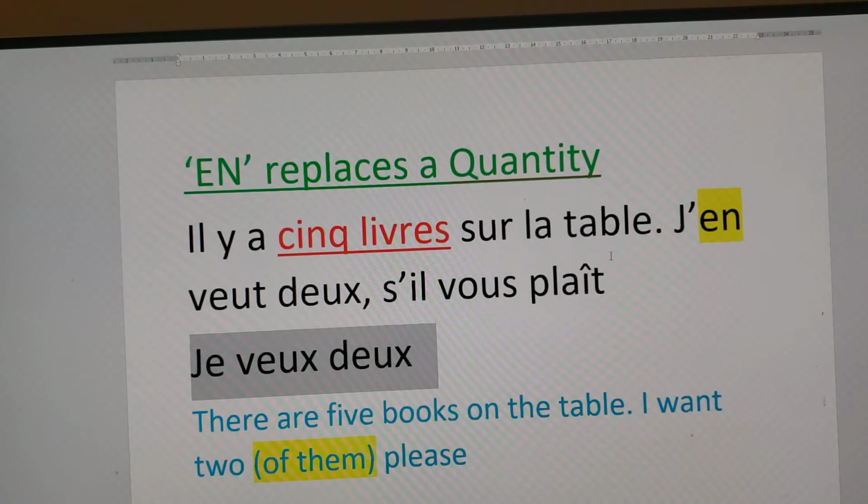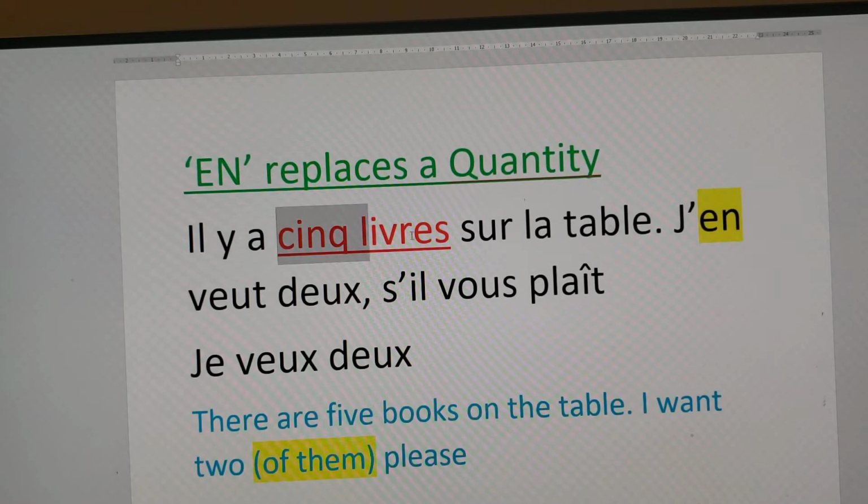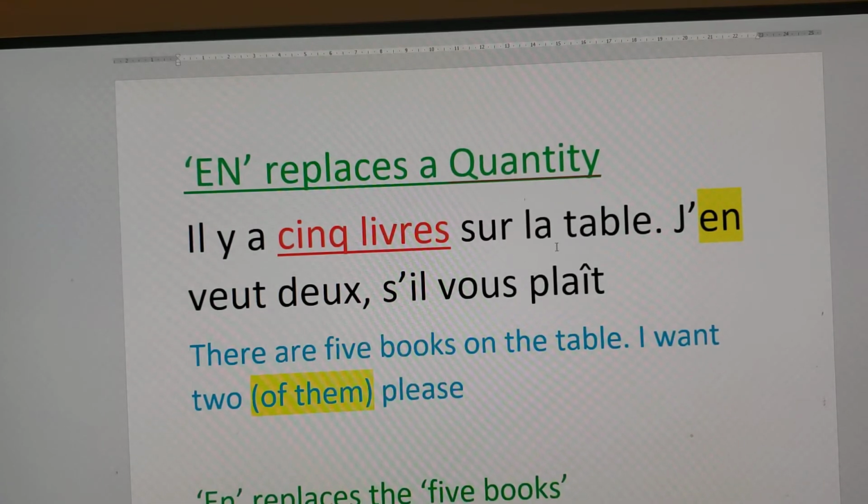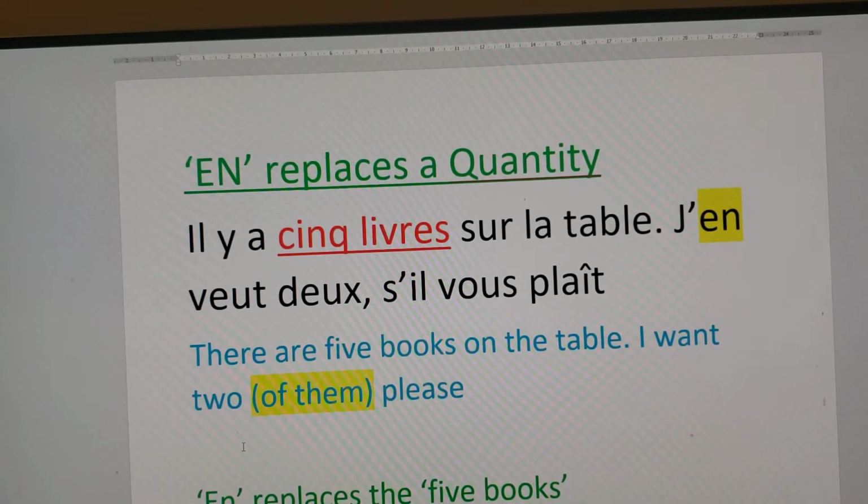So when we say j'en veux 2 s'il vous plaît, this word en refers to the books on the table. In this case, the 5 books on the table. So when we use it in a sentence, il y a 5 livres sur la table, j'en veux 2 s'il vous plaît. There are 5 books on the table, I want 2, meaning of the books, please. So en replaces the 5 books. I hope that's a bit clear as to why we use the word en in this specific example, right?